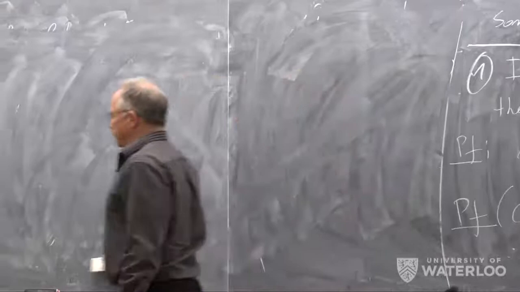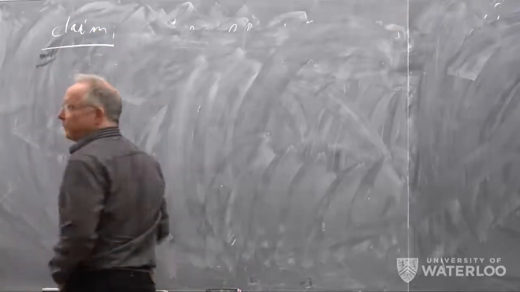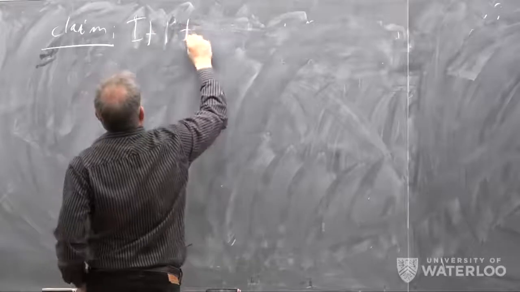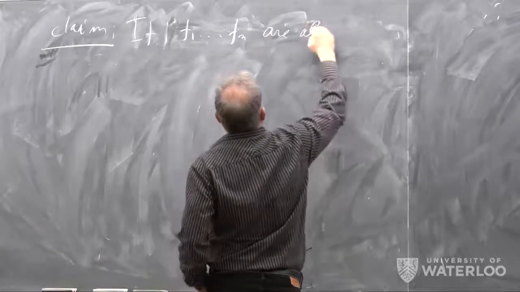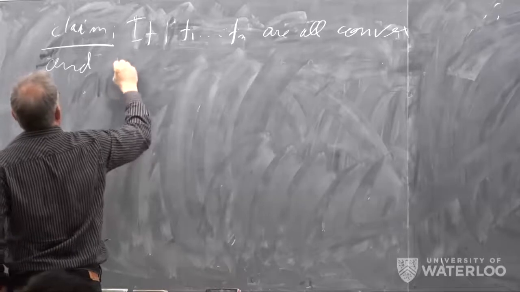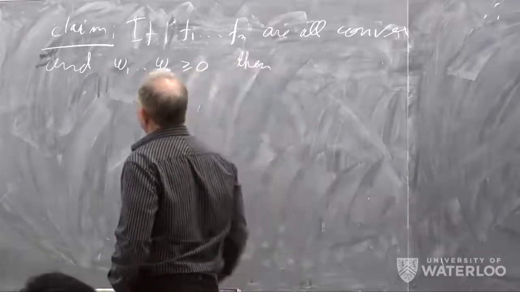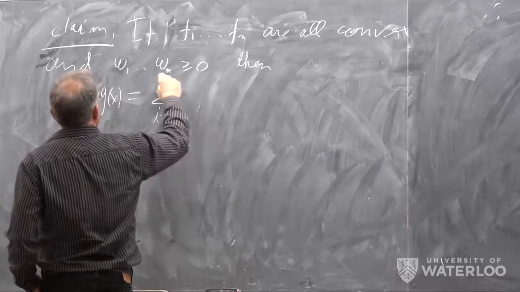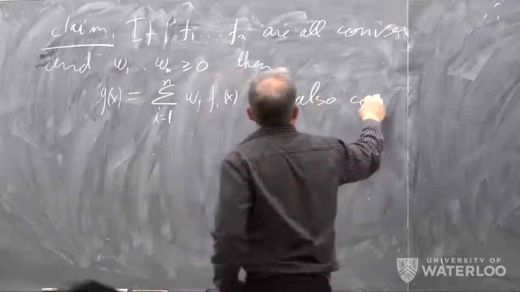So we continue with closure properties of convex functions, and I claim that, so this is another claim in the same spirit, that if f1 up to fn are all convex, and w1 up to wn are all greater or equal 0, then the function g of x equals sum i goes from 1 to n of wi fi of x is also convex.